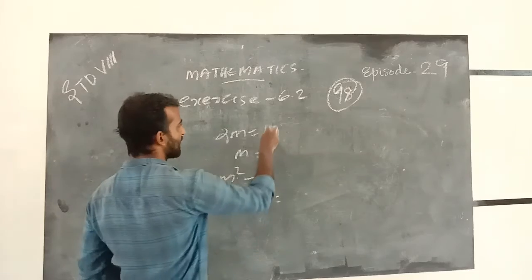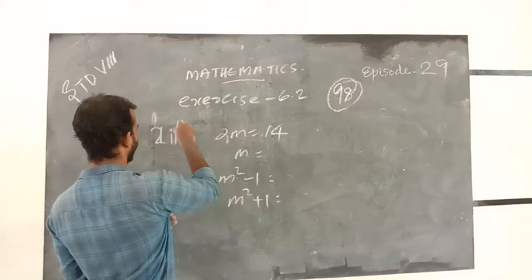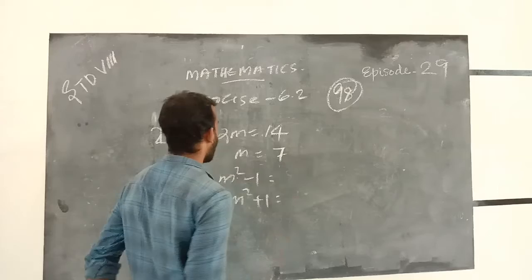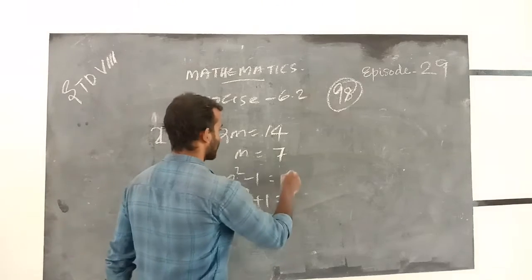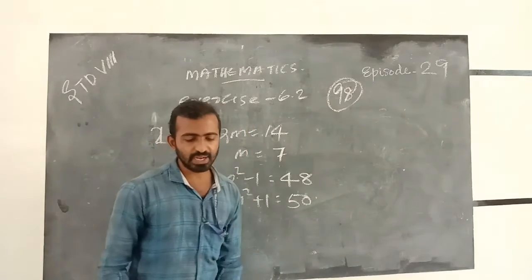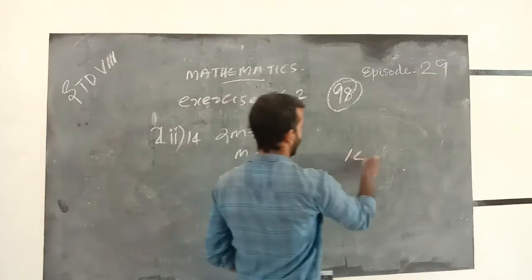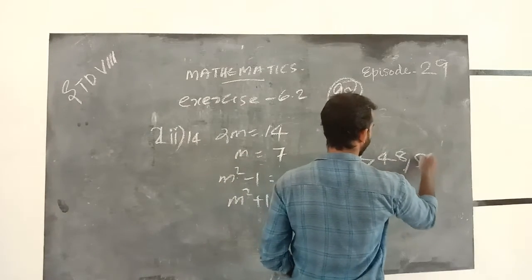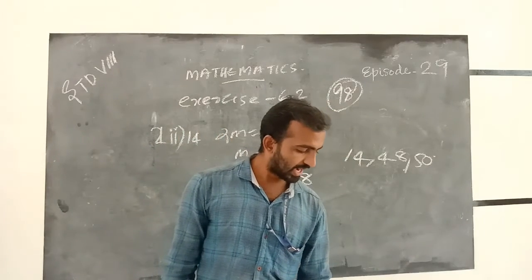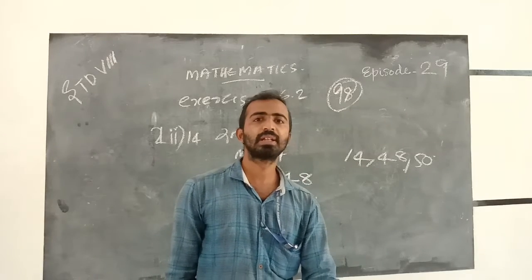That is, 2m is equal to 14, so we take 14. That is, m equals 7. And then m square minus 1 we get 48, and m square plus 1 we get 50. The Pythagorean triplets are 14, 48, 50. The third and fourth are for your homework. Following like this, you get the answers.